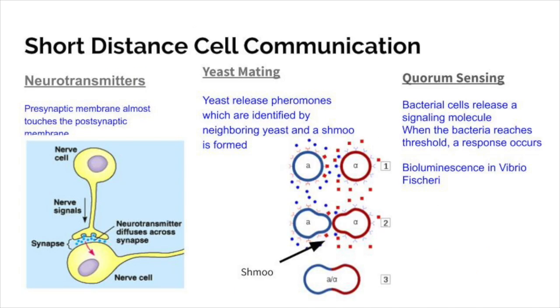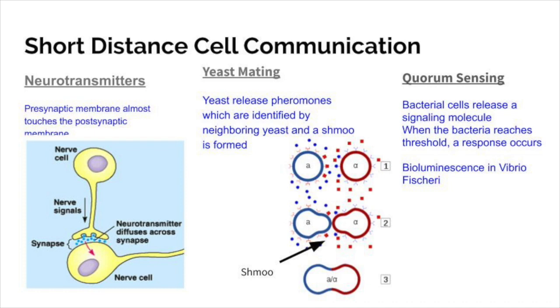The next form of cell communication is short-distance cell communication. This can be shown in neurotransmitters, yeast mating, and quorum sensing. In neurotransmitters, the presynaptic membrane almost touches the postsynaptic membrane, but neurotransmitters are transmitted in between that space. In yeast mating, yeast release pheromones which are identified by neighboring yeast, and a shmoo, which is pointed at on the screen, is formed. This is how yeast mate.